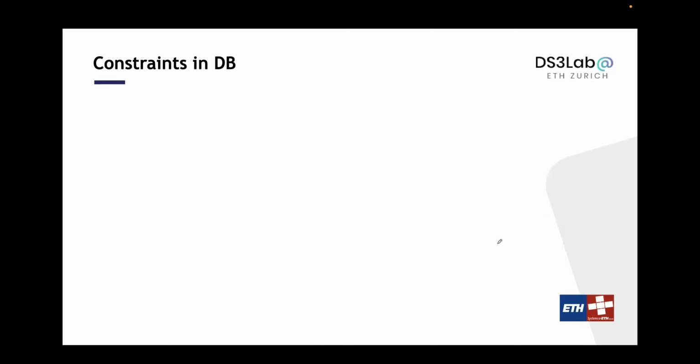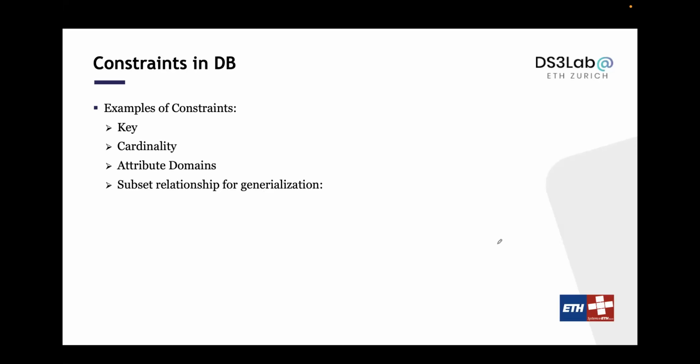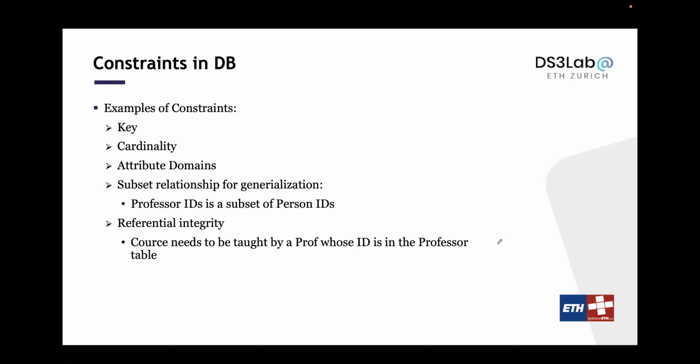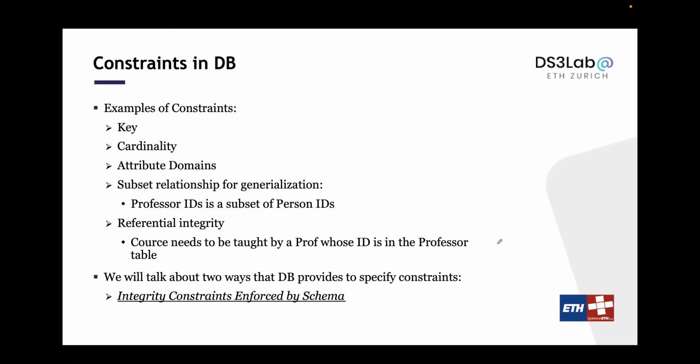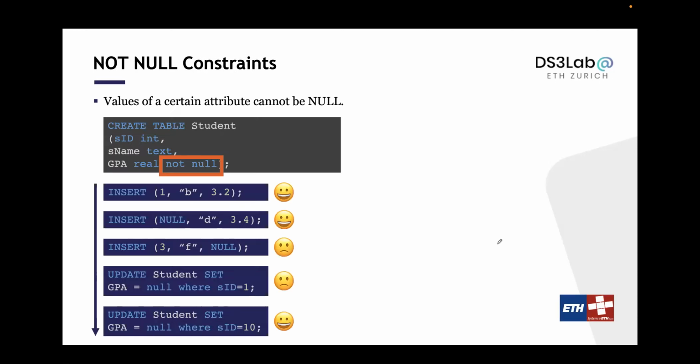So there's a whole bunch of constraints that you can include inside your database system, right? For example, we already saw some of them. You have a key, you have cardinality. For each attribute, you have the domain, you have the type constraint. You have the subset relationship for generalization, right? You have referential integrity, right? For all of this, the database provides some way for you to actually specify them.